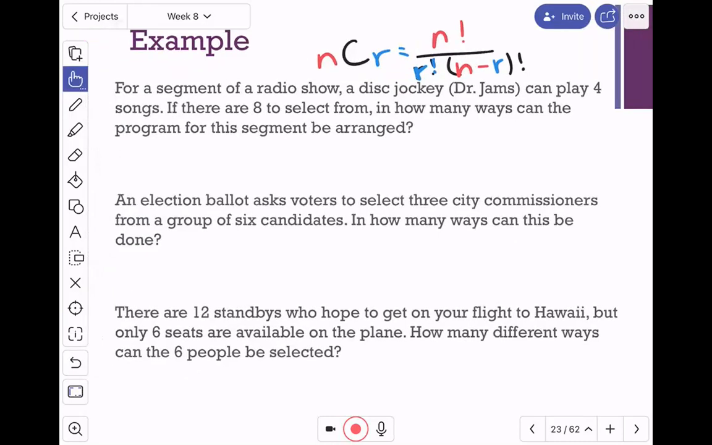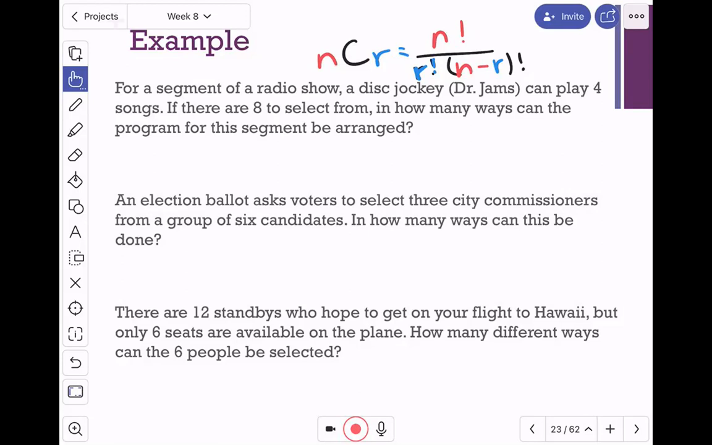For a segment of a radio show, a disc jockey, Dr. Jams, can play 4 songs. If there are 8 to select from, how many ways can the program for this segment be arranged? So what they're saying is that there's this program, basically an hour-long segment. He has 8 songs to choose from. He's going to play 4 songs.